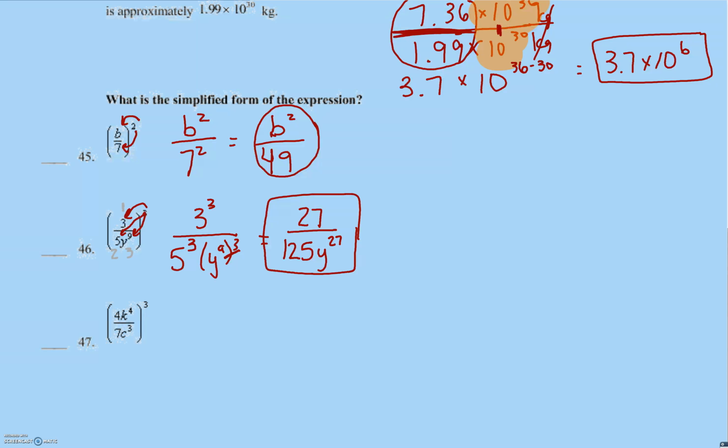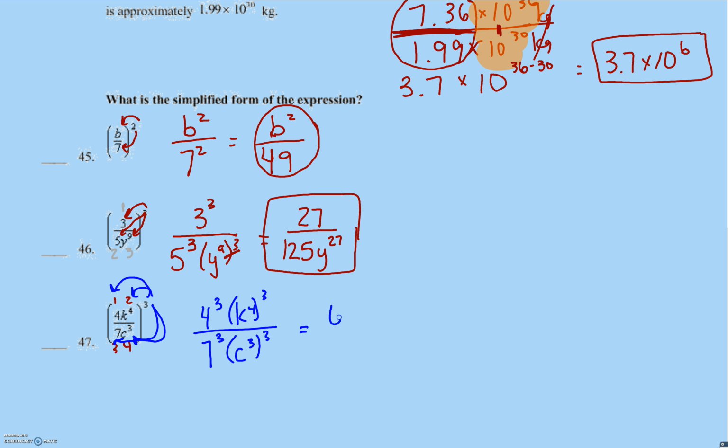47, same idea here. Again, we have 1, 2, 3, 4 factors, which means I'm going to take that exponent to all 4 pieces. I have 4 to the 3rd in my numerator, k to the 4th power to the 3rd power in my numerator. In my denominator, I have 7 to the 3rd power and c to the 3rd power to the 3rd power. Again, they stay wherever they're at.